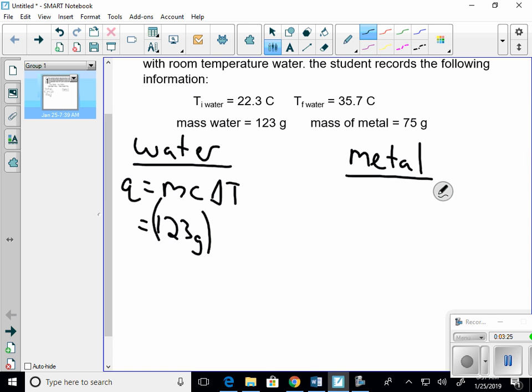Next, I need to know the C value for liquid water. Now again, this is on the top of your sheet of paper. It's the very first entry there. This is the 4.184 joules per gram degree Celsius.